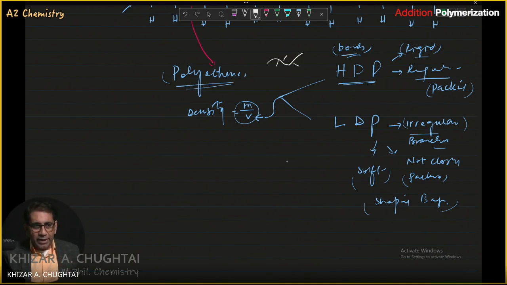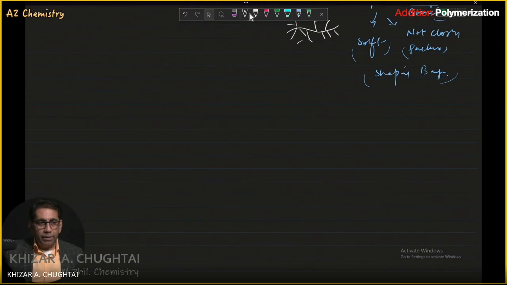But in low density lipid, if I draw the general structure, it is more irregular, more branched, more irregular shape. That's why they change their volume. So basically, the last one, in my memory, is PVC, polyvinyl chloride.